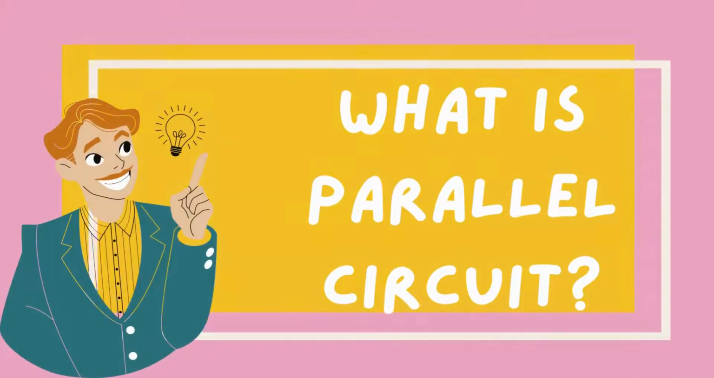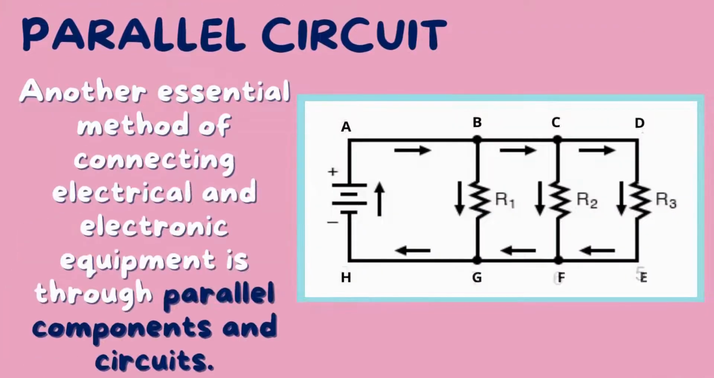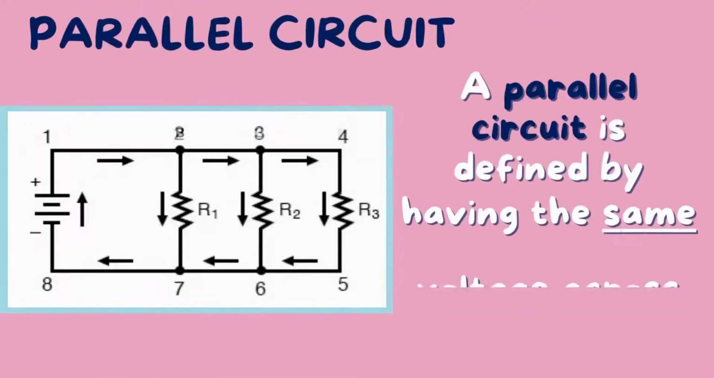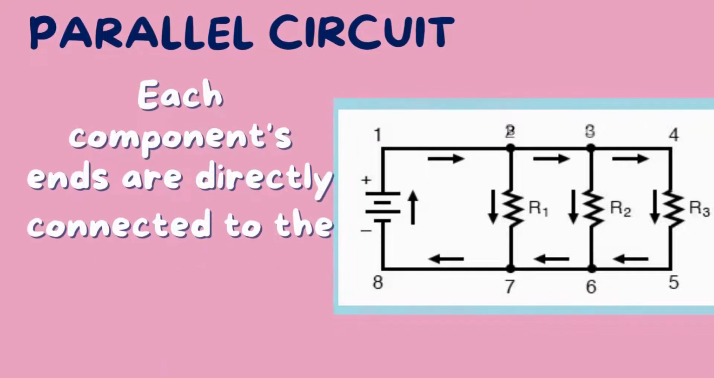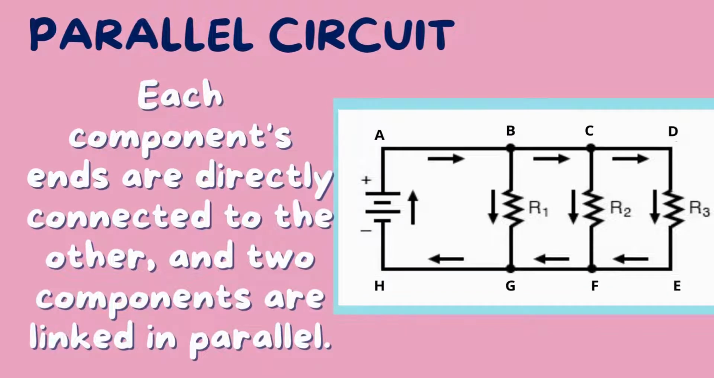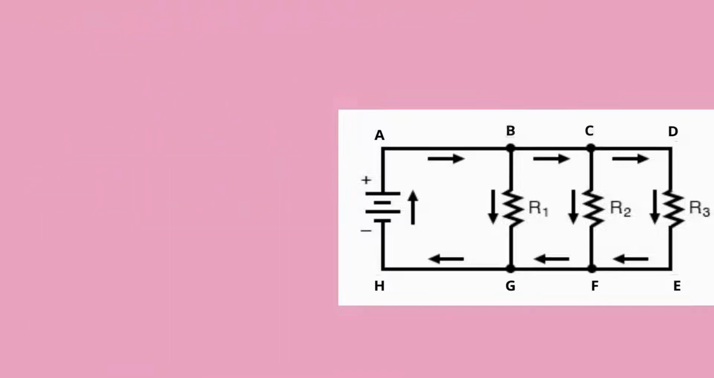What is a parallel circuit? Another essential method of connecting electrical and electronic equipment is through parallel components in circuits. A parallel circuit is defined by having the same voltage across each component in the circuit. Each component's ends are directly connected to the other, and two components are linked in parallel.